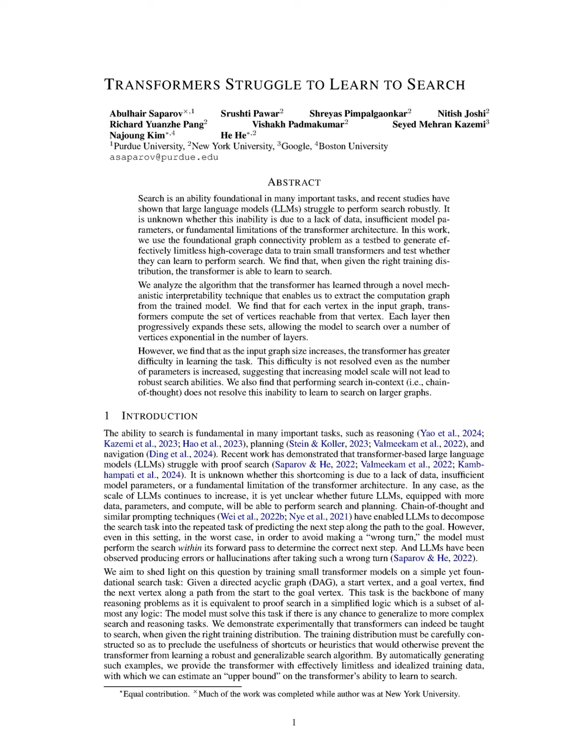The proposed method aims to address the limitations of transformer models in performing search tasks, particularly in the context of directed acyclic graphs, DAGs. It investigates whether transformers can learn to effectively search for the next vertex along a path from a start to a goal vertex when trained on a carefully constructed distribution of search problems.